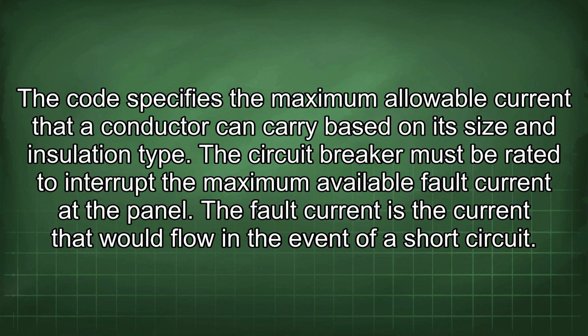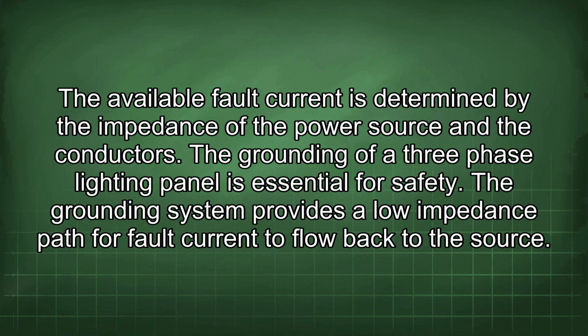The circuit breaker must be rated to interrupt the maximum available fault current at the panel. The fault current is the current that would flow in the event of a short circuit. The available fault current is determined by the impedance of the power source and the conductors.